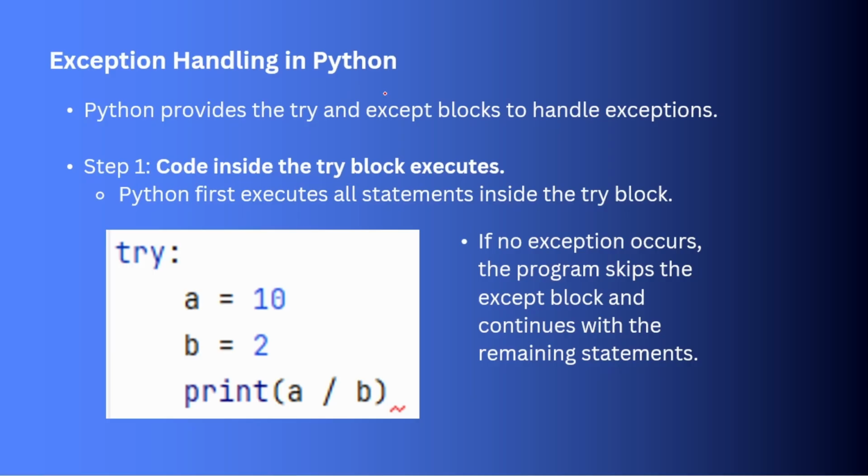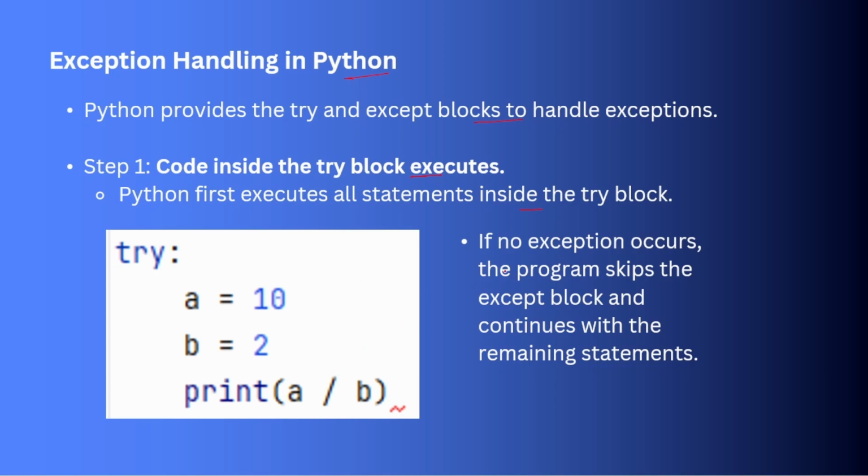So the next topic is exception handling in Python. Python provides try and except blocks to handle exceptions. We also saw that on PyCharm, there's a try block and there's an except block, and using the try and except blocks we perform exception handling in Python. The code inside the try block executes. Python first executes all the statements inside the try block. So whatever is written inside the try block, we first try to execute that.